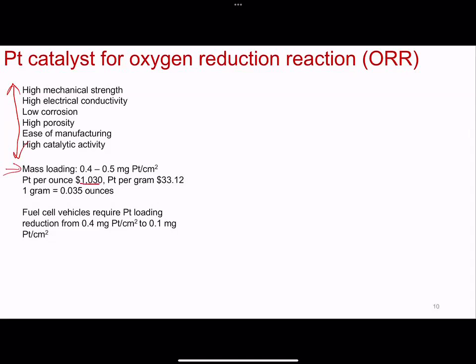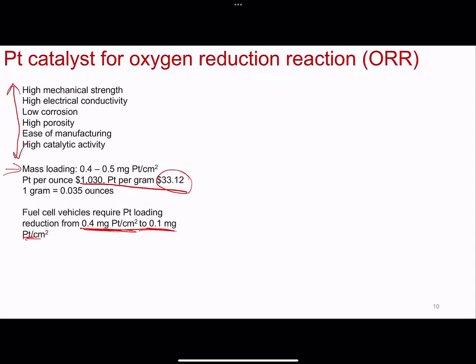But the price of platinum is $1,000 per ounce, the last time I Googled before I finished the slide deck. It fluctuates somewhere between like $1,000 and $1,300. Convert that to grams, that's $33 per gram, and your fuel cell requires about 0.4 right now, and the Department of Energy is trying to get it down to 0.1 milligrams of platinum per centimeter squared.